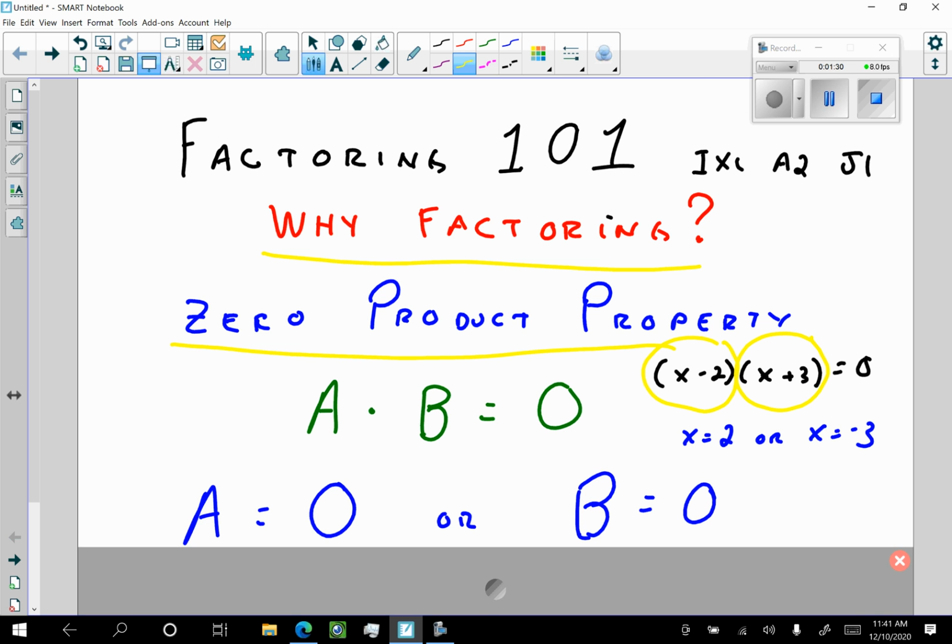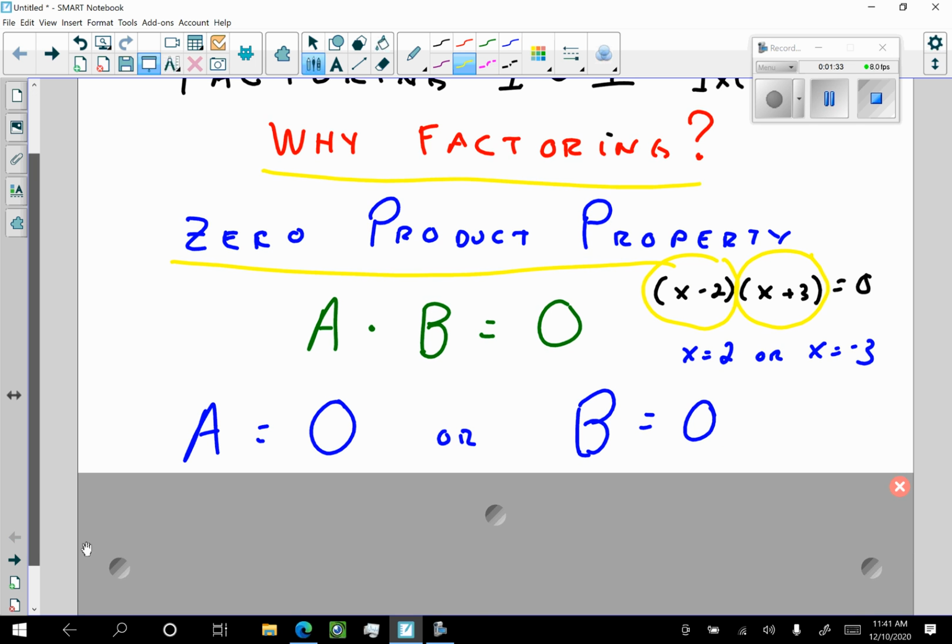That's the zero product property. If I have a factor a times b is equal to 0, that says a is 0 or b is 0.